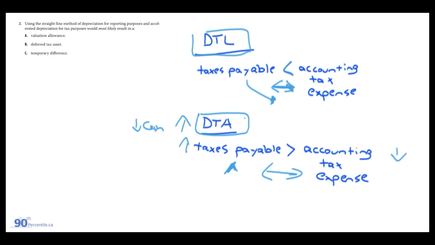So with that, we can come to this question, which is saying, using the straight line method of depreciation for reporting purposes and accelerated depreciation for tax would most likely result in a valuation allowance, a deferred tax asset, or a temporary difference. A valuation allowance is actually a reversal against a deferred tax asset, so that has nothing to do with this.